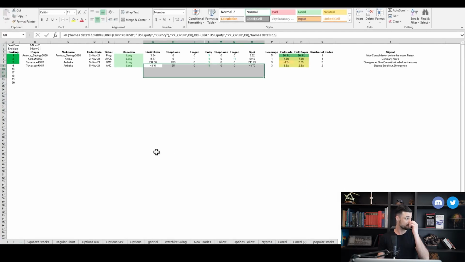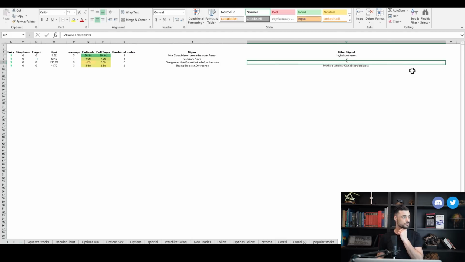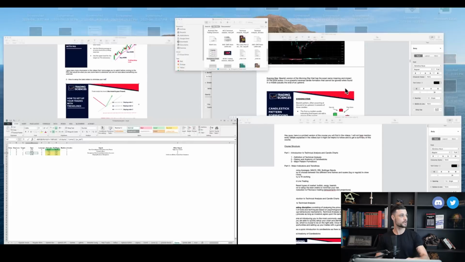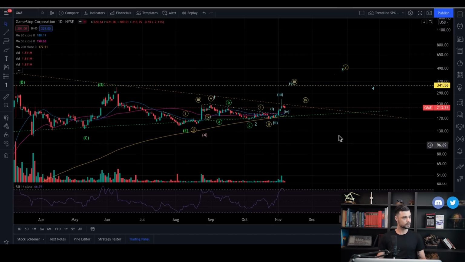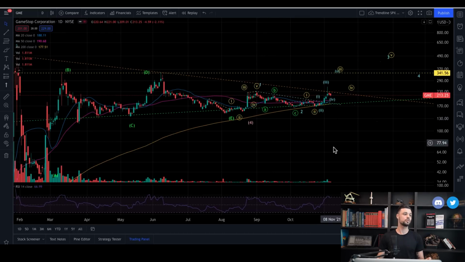Let's check GameStop. So still Mbaka, you told us you bought at 214. All right, so you're slightly negative, 1.1%, which is fine. And you see divergence, nice consolidation before the move. Let's check GameStop. So I agree, we have a nice consolidation just below. So what happens here?